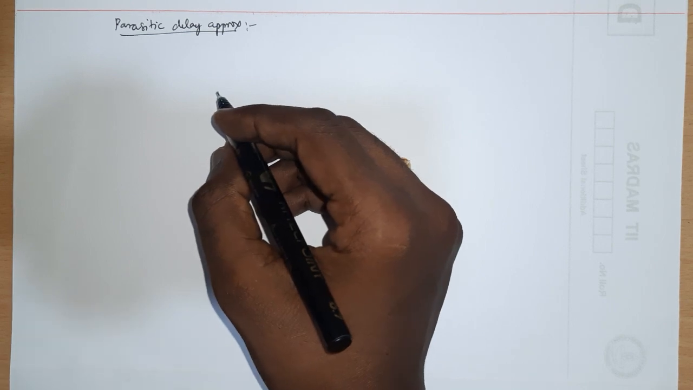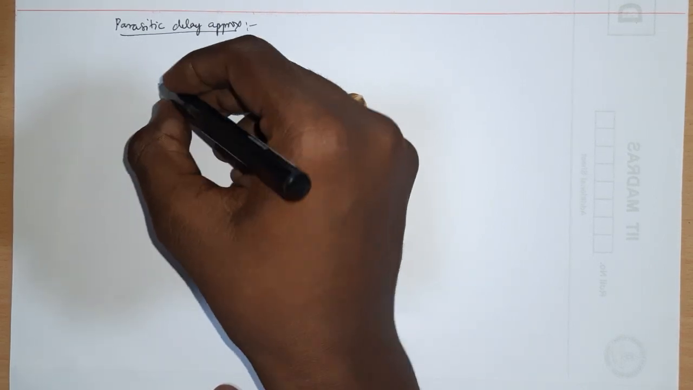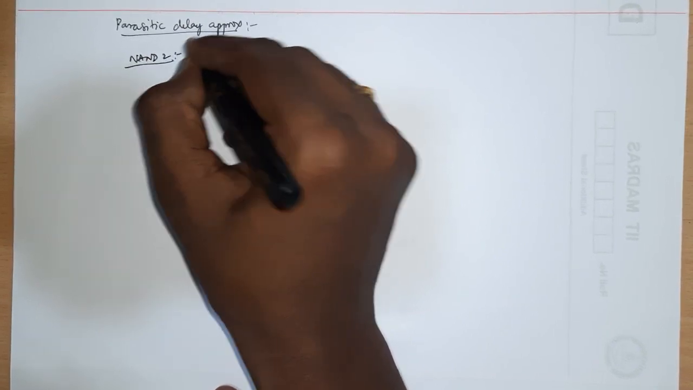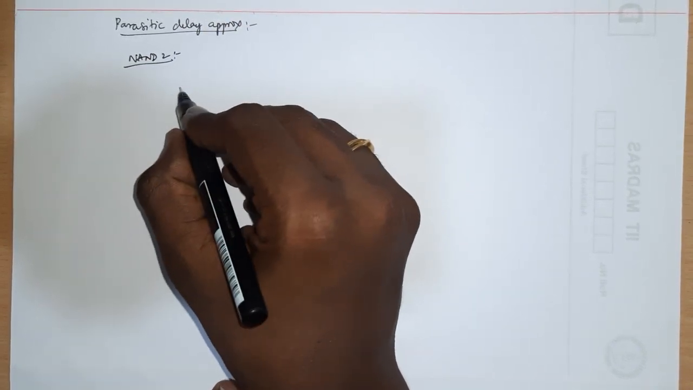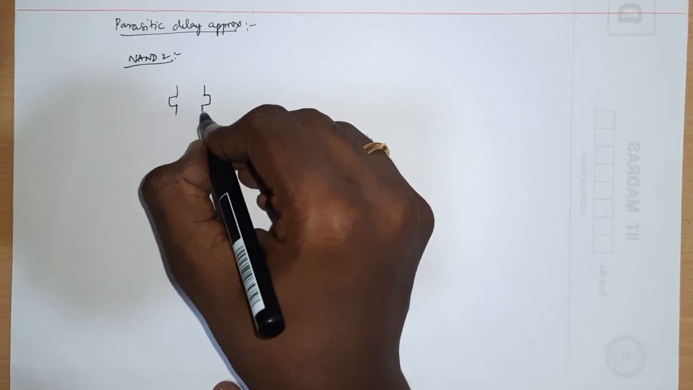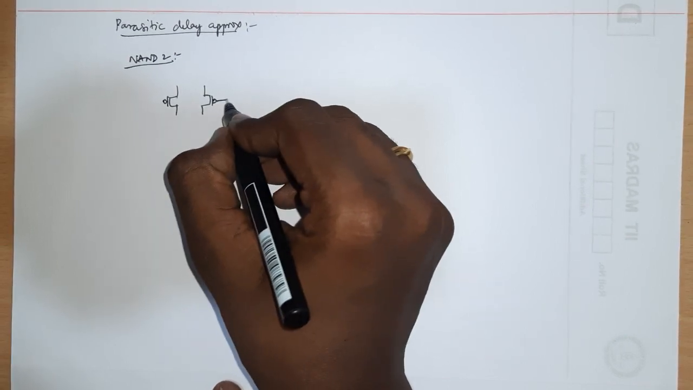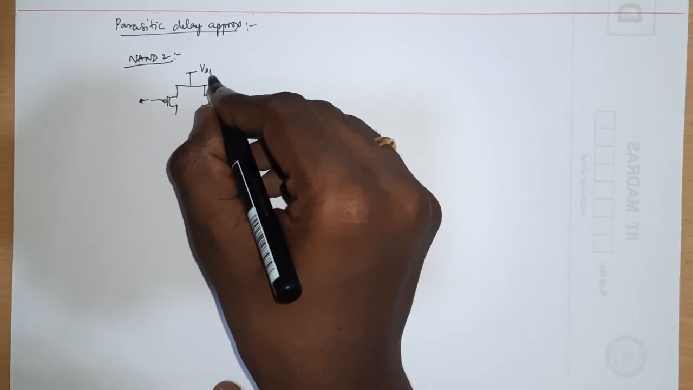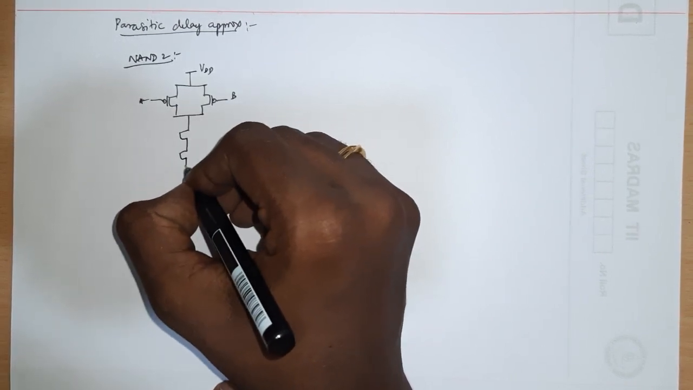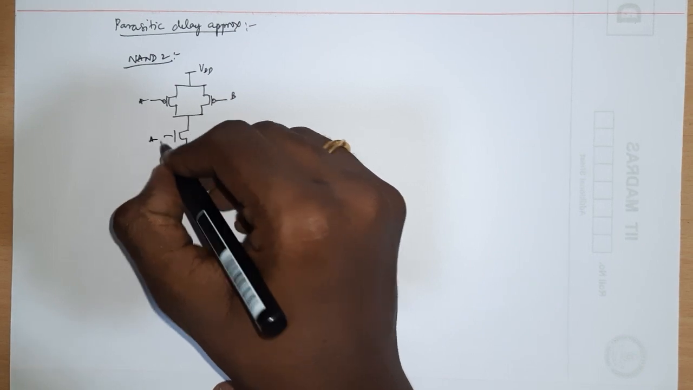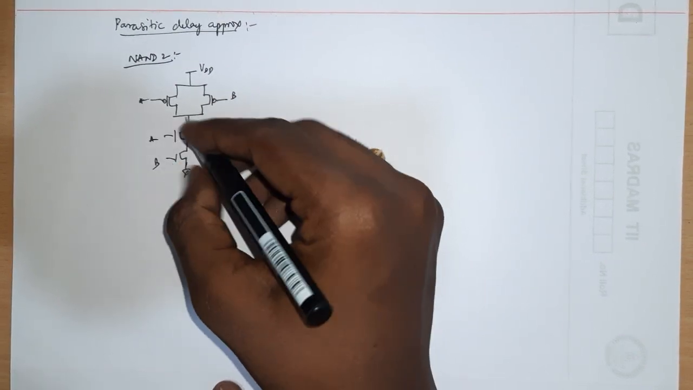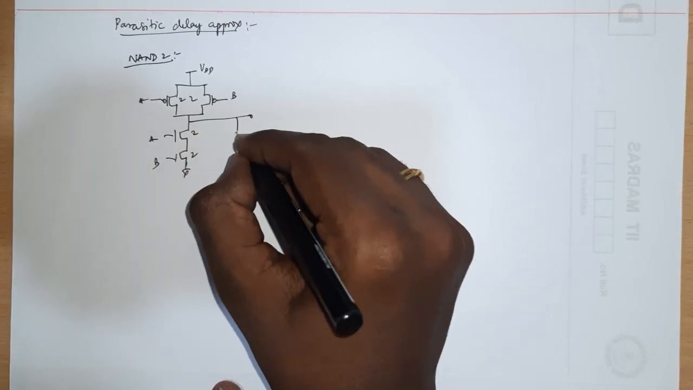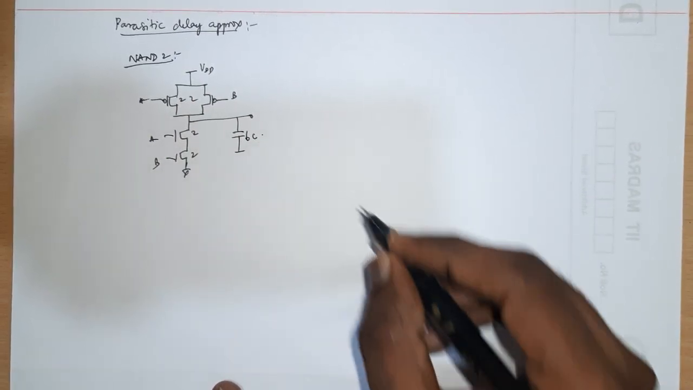Okay, for that let me illustrate it with the example of a NAND 2. So I have a PMOS connector like this, VDD, and then an NMOS stack like this, A, B, and this is of size 2 and this of size 2. So at the output I have a capacitance of 6C, right?